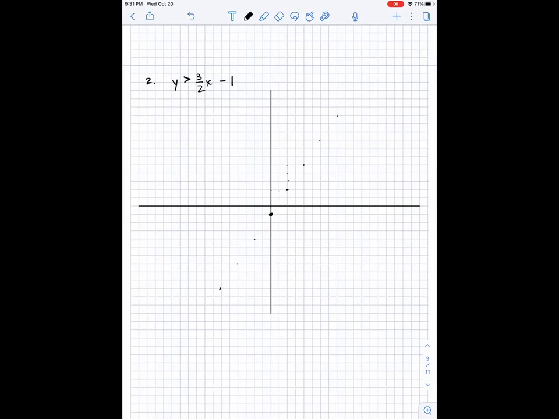This time we're going to use the broken line. The broken line indicates that any point on the line is not going to work, so we don't want to include those. And there's my broken line. 0, 0 is not on the line, so I can still use 0, 0. So 0 for the y is greater than 3 over 2 times 0, which is just 0, minus 1, or 0 is greater than -1. This again is true. So my 0, 0 is true, and that indicates that this side of the line contains all of the solutions.